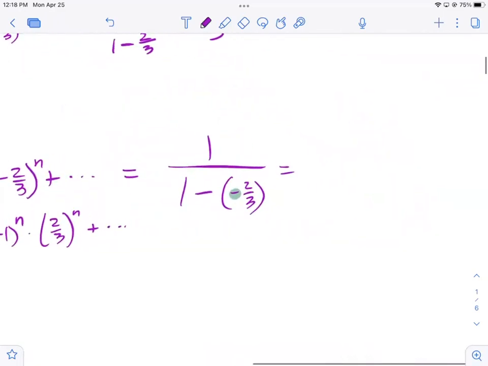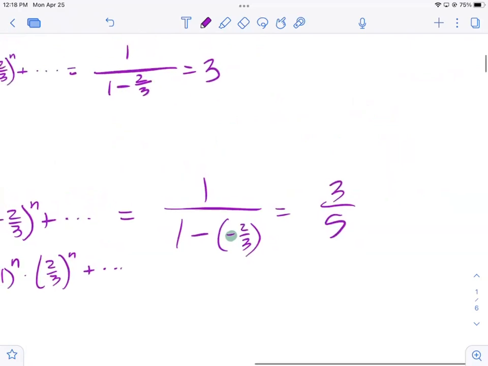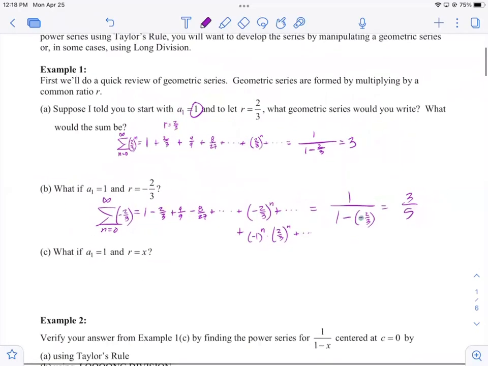So this would end up being what? 1 plus 2/3, right? Which is 5/3. And the reciprocal of 5/3 is 3/5. And is that less than 3? Yeah. Okay. So now what would it be if we do this?